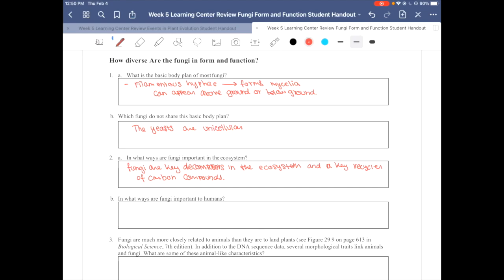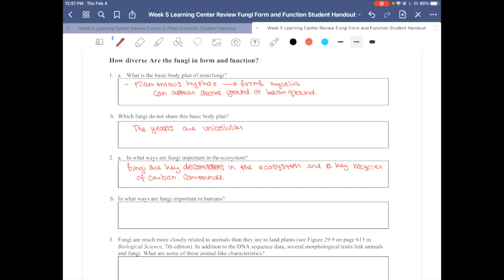So we talked about the ecosystem. Is there anything specific you can think of about the relationship that fungi and humans have? What kind of relationship do we have? Is it mutualism? Is it parasitism? Yeah, that's true. They're mutualistic in many ways.